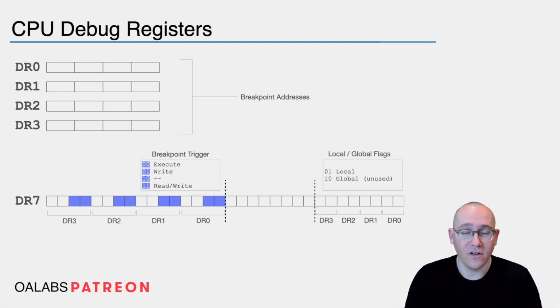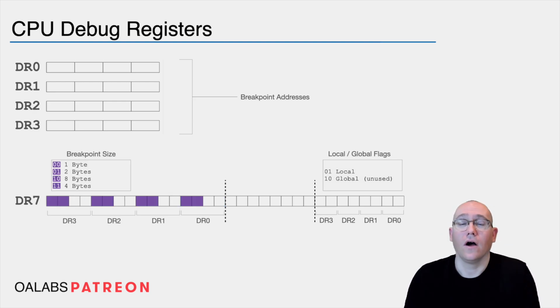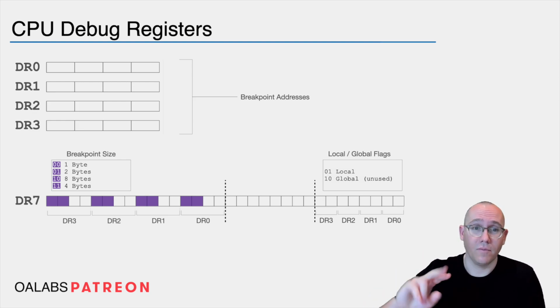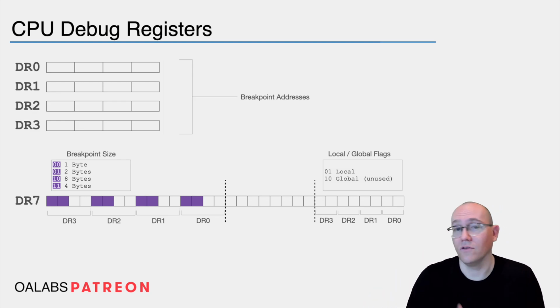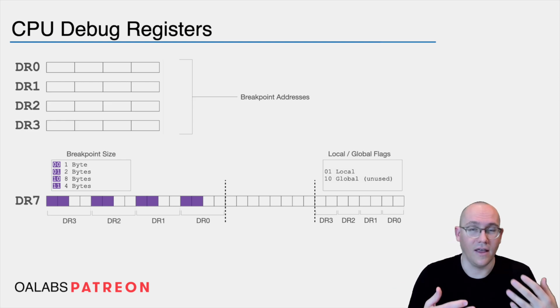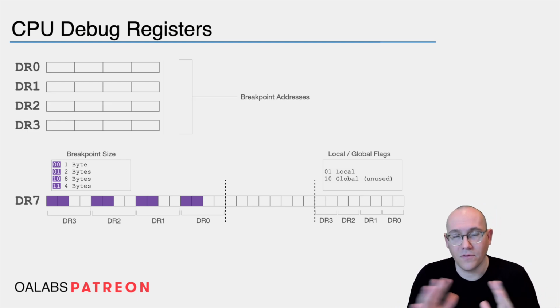Then the most significant 2 bits are going to tell you the breakpoint size. So 00 for 1 byte, 01 for 2 bytes, 10 for 8 bytes, and 11 for 4 bytes. Those two are mixed around because originally there was only a maximum of 4 bytes for 32-bit registers, so the 10 was unused. Then when 64-bit registers were introduced, they added the 8 bytes in. So that's why it looks like that.